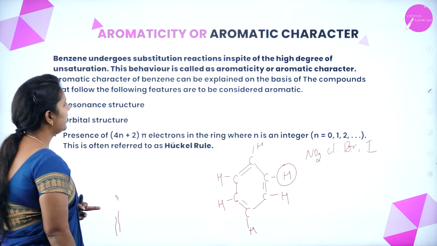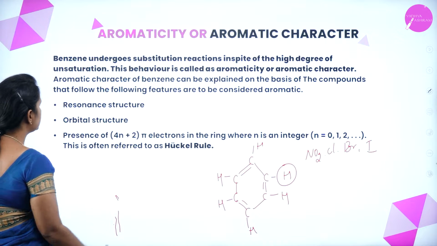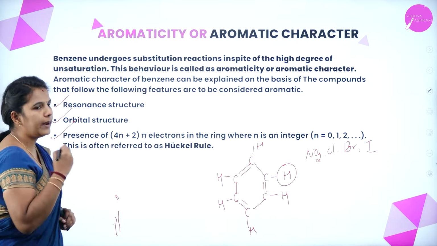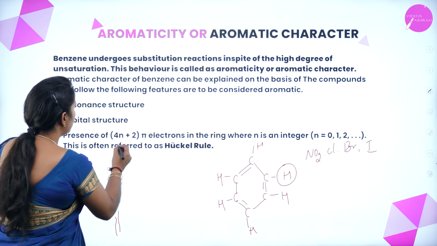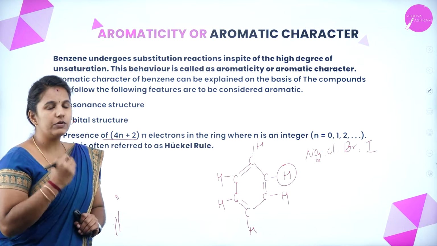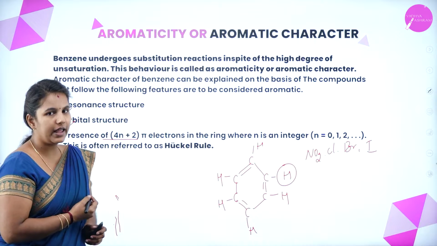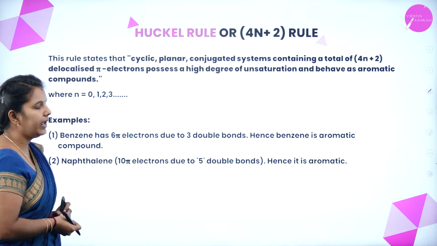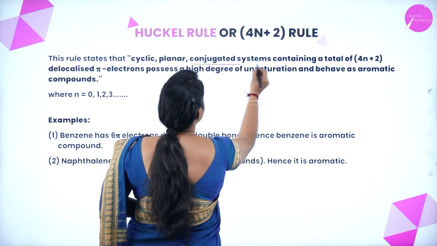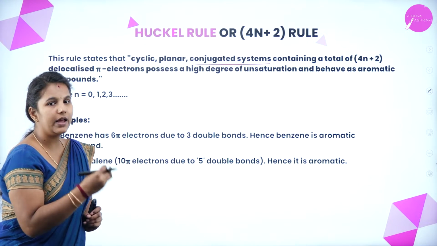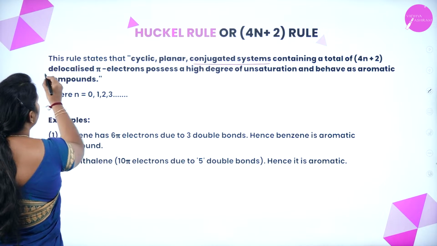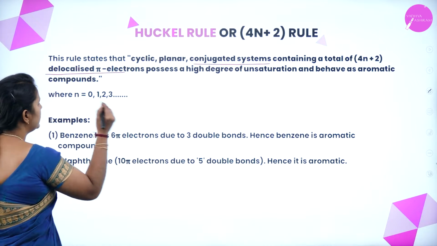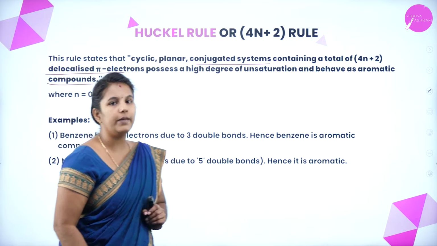Okay? And the aromatic character of benzene can also be explained based on the resonance structure, based on the orbital structure, and also the presence of 4n plus 2 pi electrons. This rule is also known as the Huckel Rule. So we will discuss what the Huckel Rule is in the next slide. The Huckel Rule says that whenever there is a cyclic, planar, conjugated system containing a total of 4n plus 2 delocalized pi electrons, this aromatic behavior will be observed.